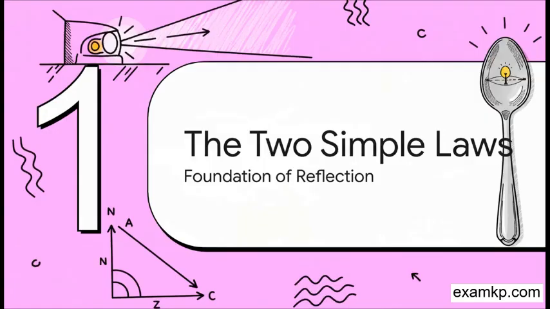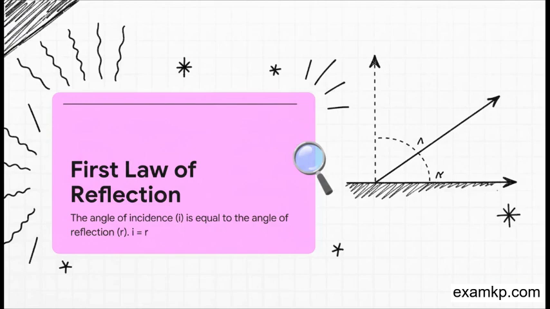Everything we're going to learn about reflection, whether it's from a simple spoon or the headlamp of a car, is built on two very simple but powerful laws. Let's break them down. The first law is as straightforward as it gets. It just says that the angle of incidence is equal to the angle of reflection. Simple, right? The angle of incidence, which we call I, is just the angle that the incoming light ray makes with the normal. And the angle of reflection, R, is the angle the light ray that bounces off makes with that same normal. So, bottom line, I equals R.